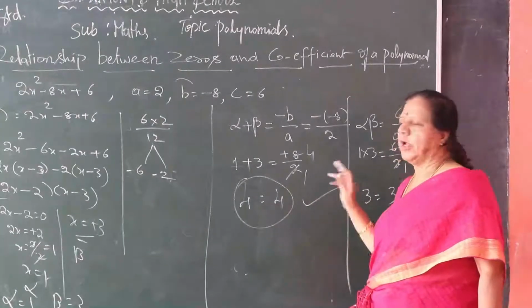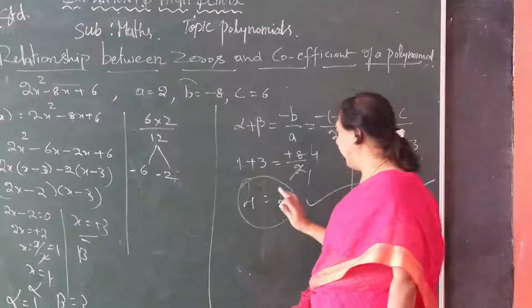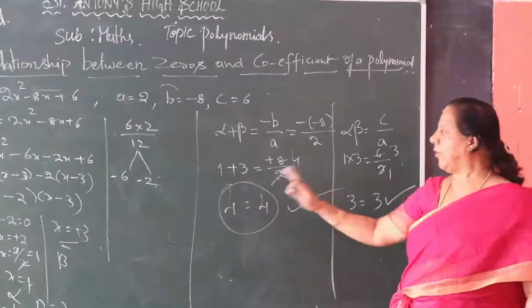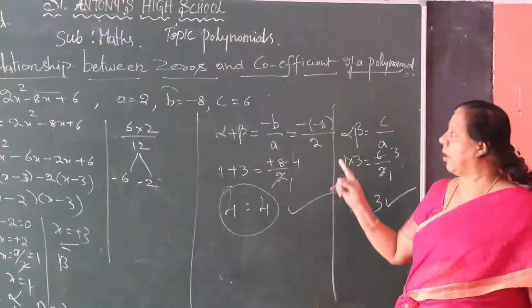4 is equal to 4. Your sum is correct. If it is imbalanced, your sum is wrong. Now what we have done is correct. What do you have to do?